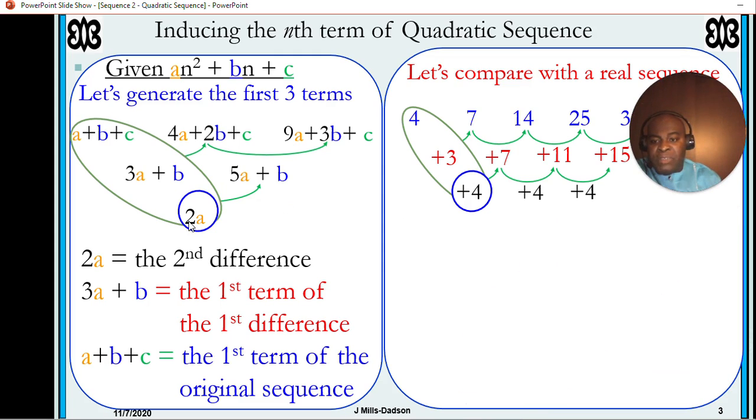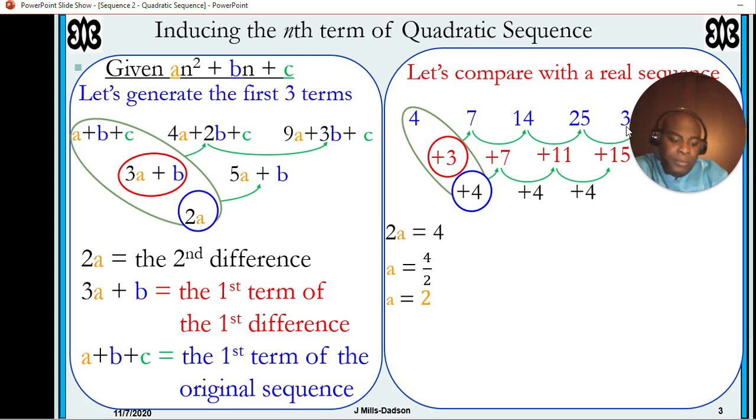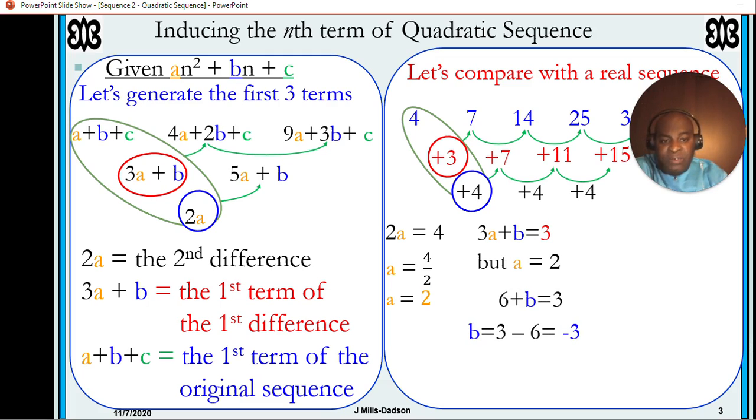2a, we said, must be equal to the constant difference. So 2a must be equal to 4. So when we work it out, 2a equals 4, a will be equal to 2. Next is 3a plus b must be equal to 3. But we know a already, computed as 2, and 3a is 3 times 2. So we're going to have 6 plus b equals 3. And to find b, our b is negative 3.